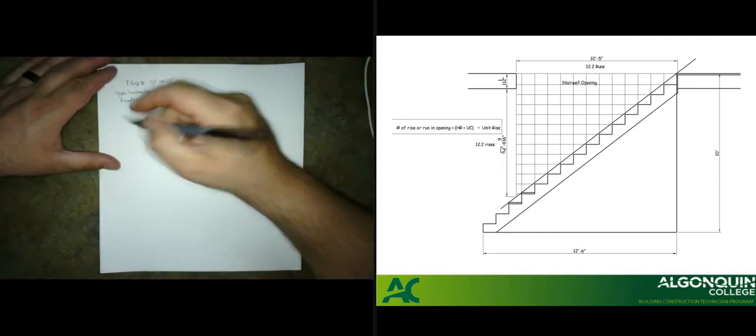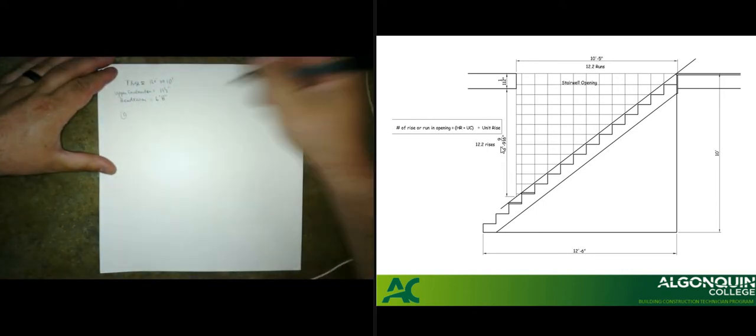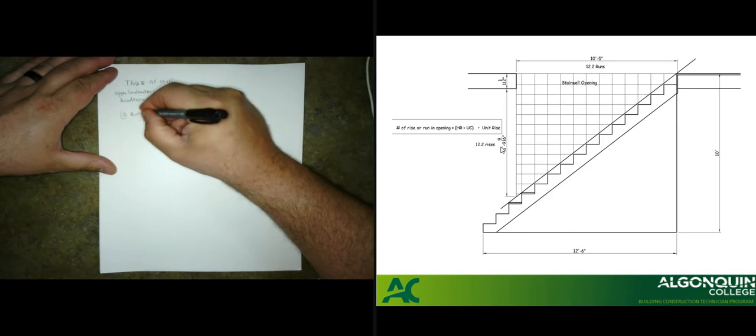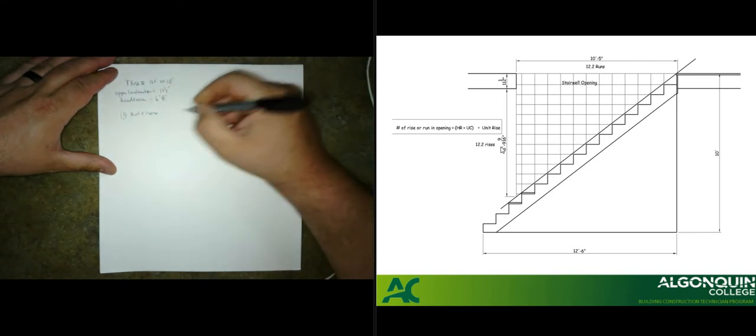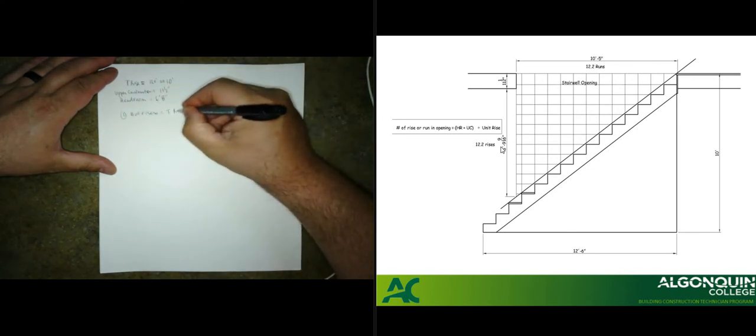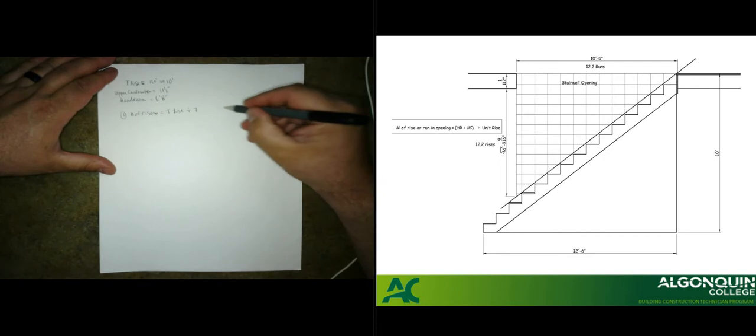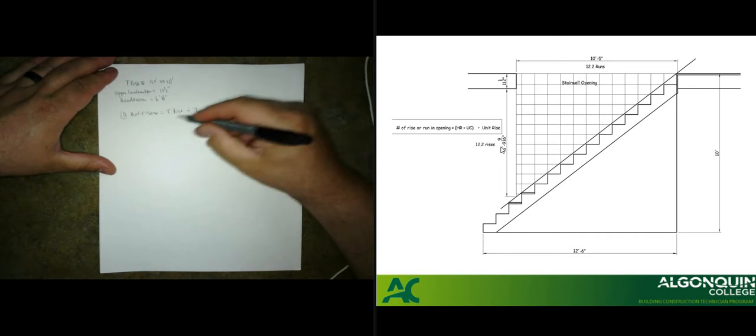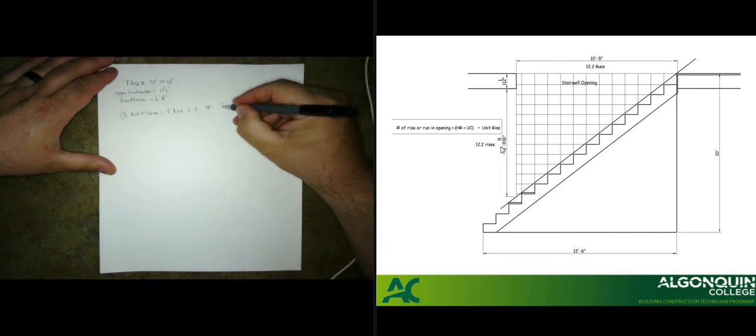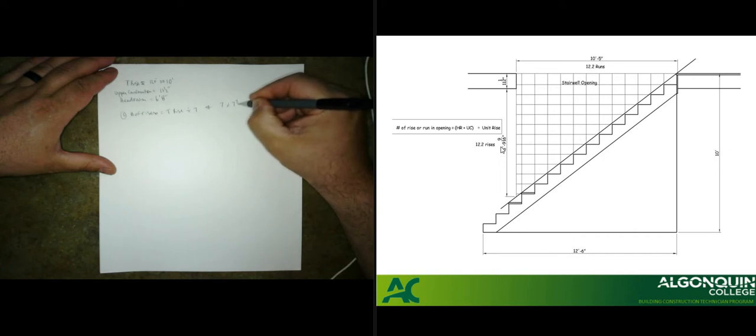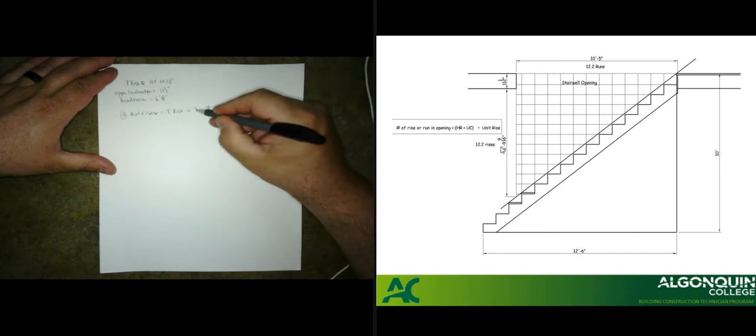Okay, so the first thing I'm going to do is calculate the number of risers required for the set of stairs. To do that, I take the total rise of the stairs and divide that by 7. For residential stairs, we're aiming at having our unit rise be between 7 and 7 7/8 inches. That's why we use this divider of 7.